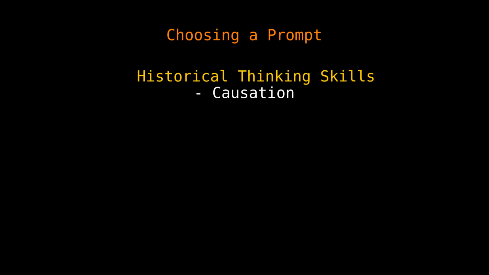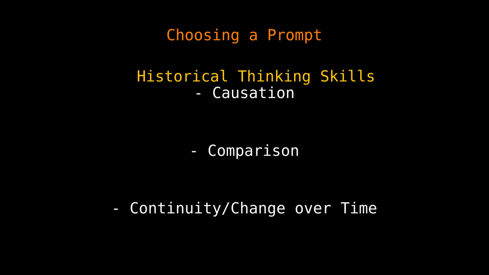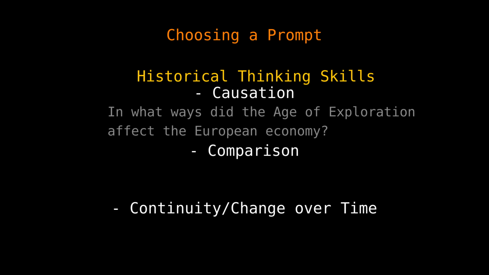Causation, how did one thing lead to another? Comparison, how are 2 things similar or different? And continuity or change over time, how did something evolve over time? Causation questions will typically use phrases like, how did this affect? What was a cause, or what were the effects of? For example, in what ways did the age of exploration affect the European economy?